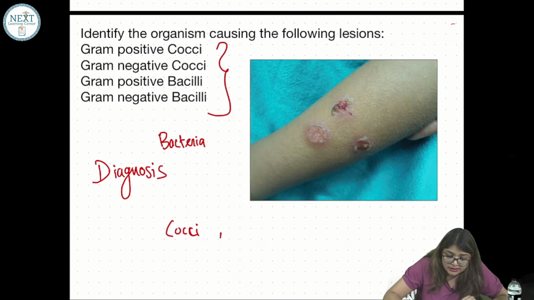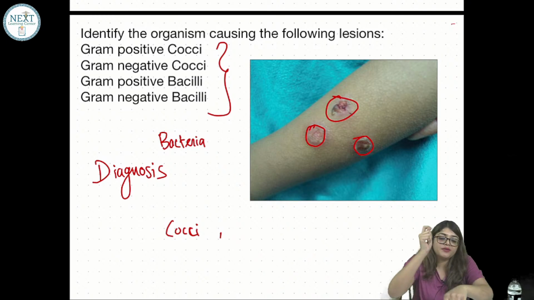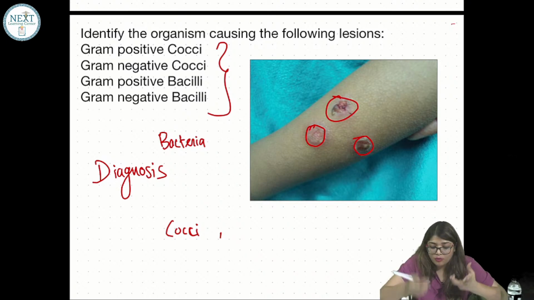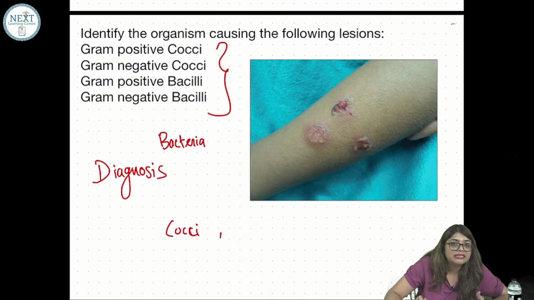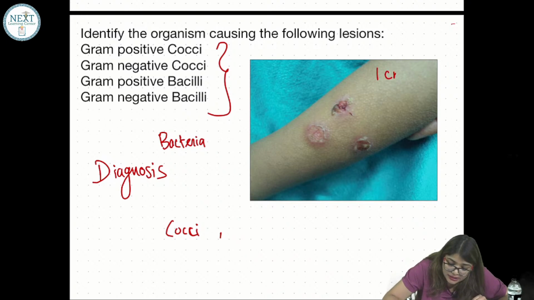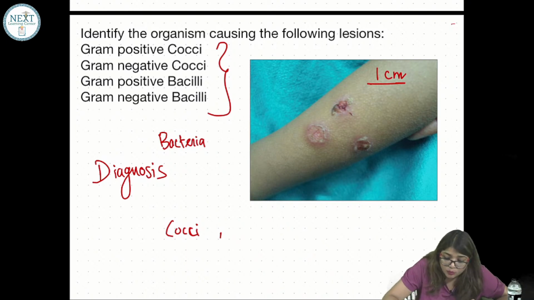Look at the lesions. Can you see this is more than 1 centimeter? What kind of lesion is this? What happens when you have a vesicular lesion? If you pop out the vesicle, doesn't it look exactly like this? A vesicle, seen in varicella, is a lesion less than 1 centimeter with fluid in it, and more than 1 centimeter, it is bullae.